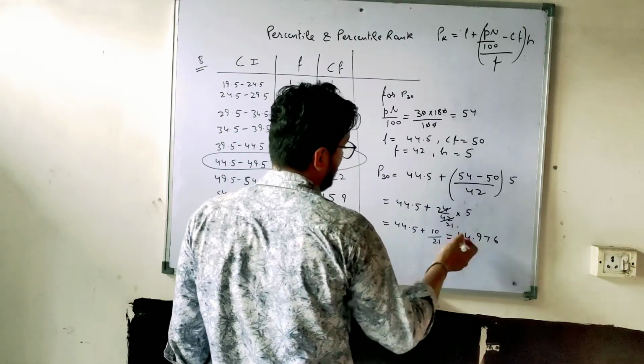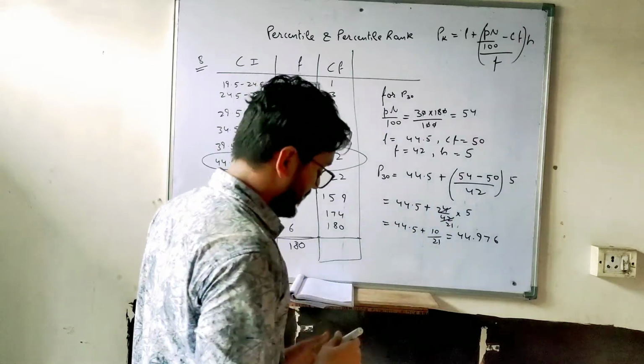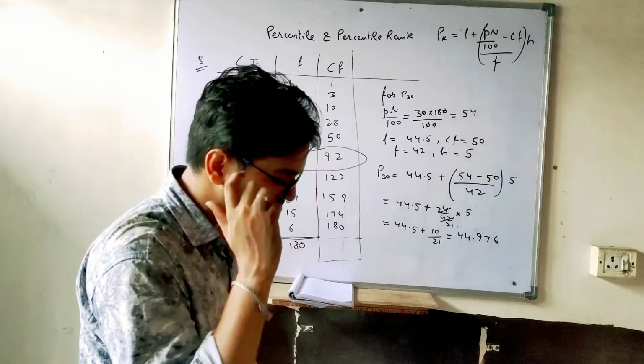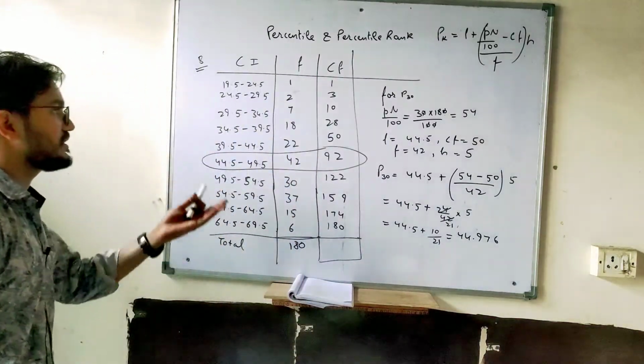44.976, right? So this is P30. Similarly we have to find out P60 also. So let's find out that also. Just before that, pause the video to note it down.